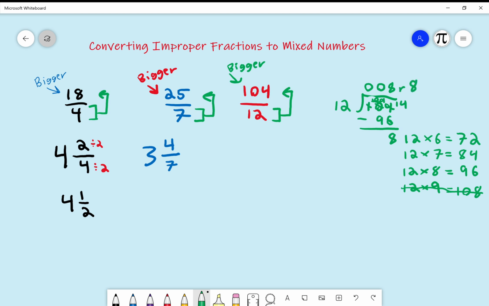Now I go back to my original improper fraction, and I can safely say, okay, 12 went inside 104 8 times. So that number goes to the left-hand side. Then I can keep the same denominator, the denominator being 12. And then my remainder, how many I had left over, was 8. And while yes, I can technically simplify that, that's the basics of how I get my improper fraction to become a mixed number.